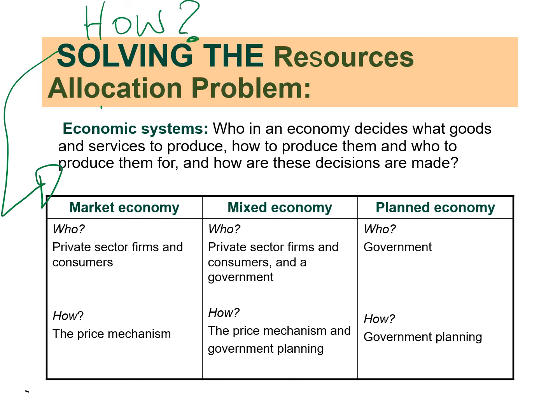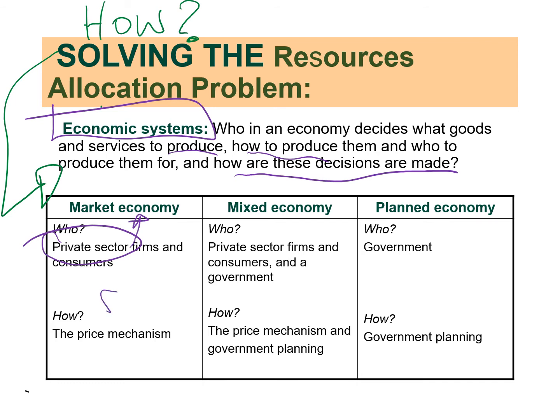So how do we solve the problem of resource allocation? It is by choosing the best economic system. What is an economic system? It is who in an economy decides what goods and services to produce and how to produce them, and how these decisions are made. So who answers these three questions? If these three questions are answered by the private sector, then it would be a market economy or a free market economy. They mean the same thing.